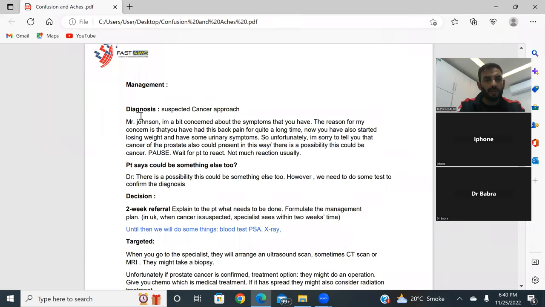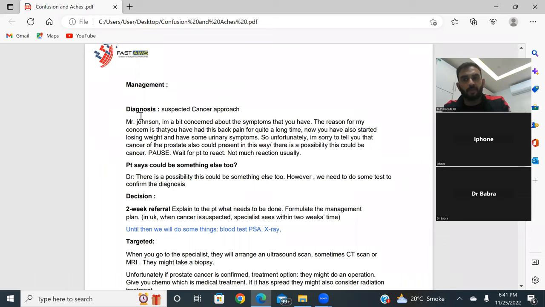So what is the suspected cancer approach? Again, I want you to learn this again and again. I'm going to read this for you. Why? Because I always highlight those things which are always difficult for you guys. I know that this is one of the difficult things to talk about.